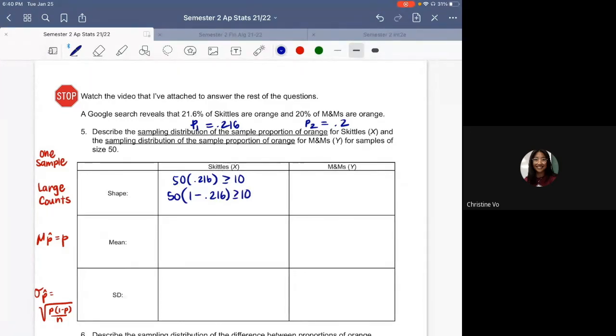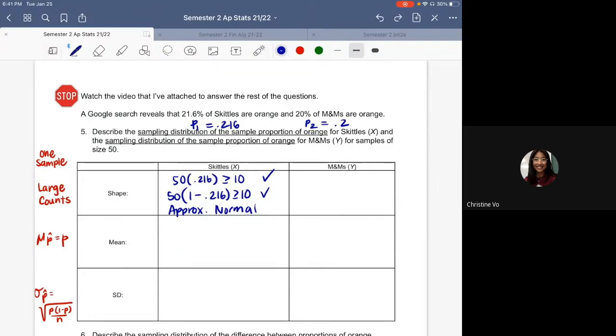Okay, so if you guys were to actually calculate this out, one of them is going to be 10.8, which is the top one, which we know is for sure greater than 10. And the bottom is also greater than 10, and we should have gotten 39.2. So for this shape, we know that it is going to be approximately normal. When you guys do this, you will do the M&M side. I'm just going to do most of the Skittles side.